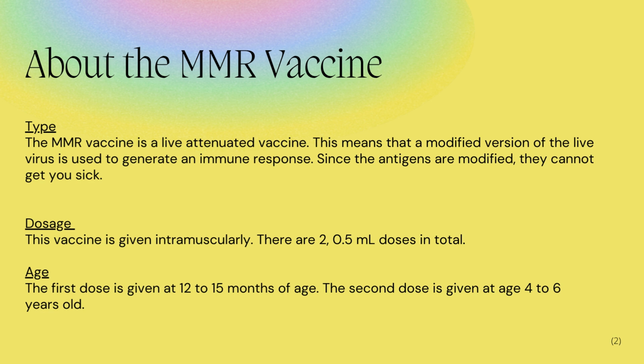The first dose is given at 12 to 15 months of age, and then the second dose is not given until 4 to 6 years old.